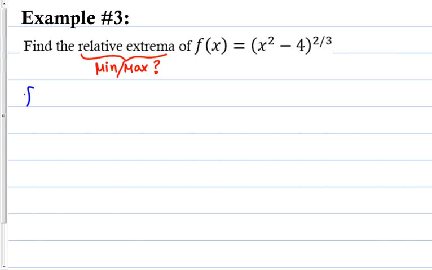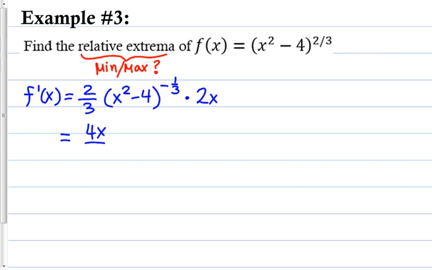So f prime of x equals, okay, bring the 2/3 to the front. This is a chain rule, so the inside function stays exactly the same. I subtract 1 from 2/3, so I get negative 1/3. And then I have to multiply by the derivative of the inside, which is 2x. So if I clean this up a little, I get 4x over 3. And then I can write this correctly. It'd be the cubed root of x squared minus 4.